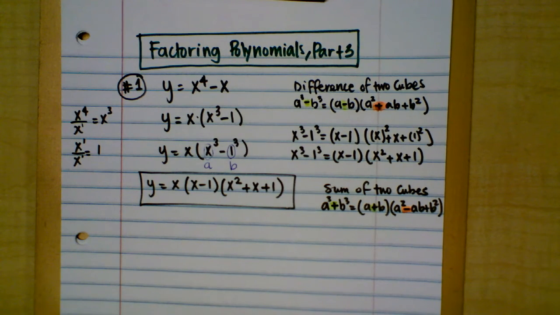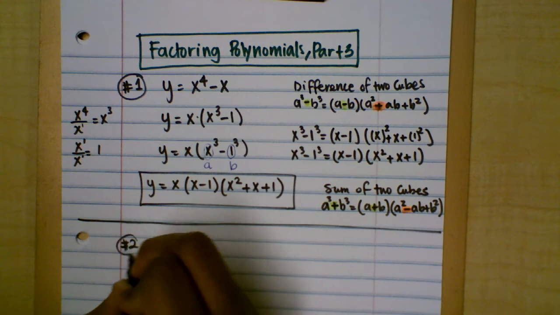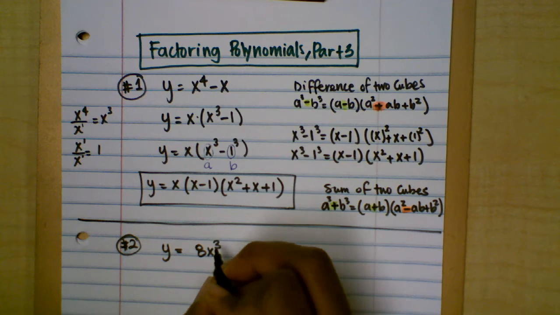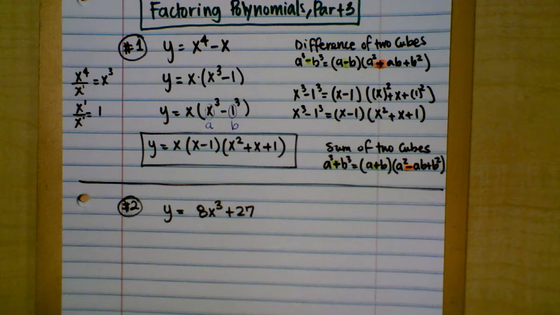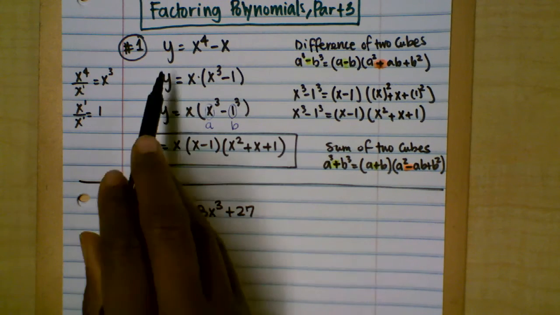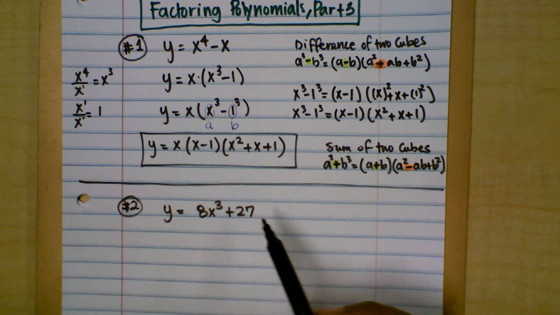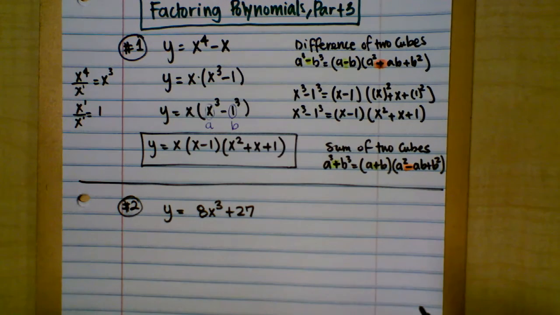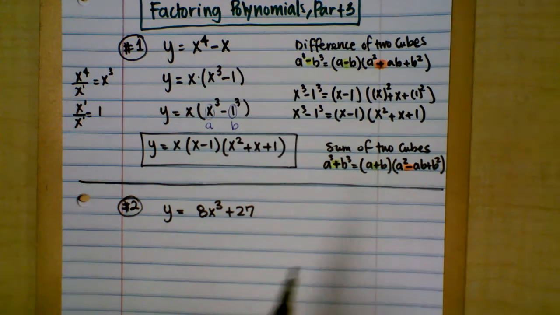Okay, so let's do another example to check our understanding. So number 2, I have here y equals 8x cubed plus 27. Okay, so let's factor this out. As I can tell here, there's no common factor, so I don't need to pull out any common factor. The 27 doesn't have an x, and 27 is not divisible by 8, and 8 is not divisible by 27. So the only common factor is 1. The greatest common factor is 1, so for this we don't need to factor out anything here.